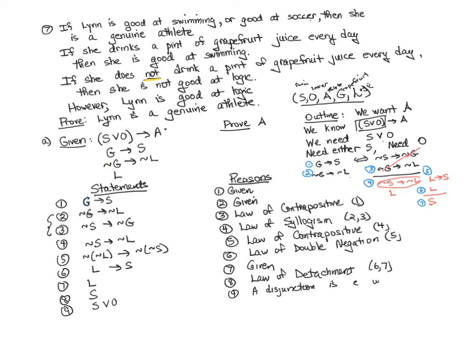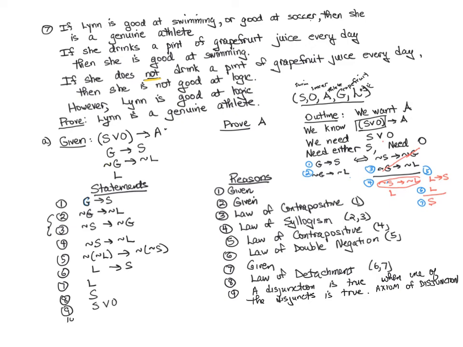A disjunction is true when one of its disjuncts is true. It's the axiom for a disjunction. This is the axiom of a disjunction, just like the law of simplification is the axiom for a conjunction.